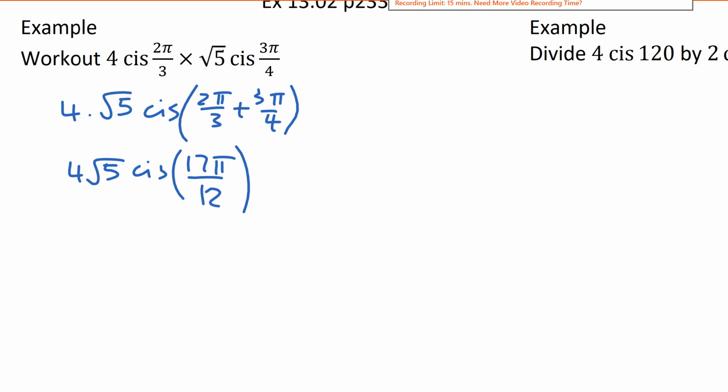Okay, so this part here is right. What is 17 pi over 12? It's greater than pi. If that was in degrees, that would be more than 180 degrees. So in other words, where would that be on our Argand diagram? All the way around. It would be past there, so it'd be down here. Is that right?